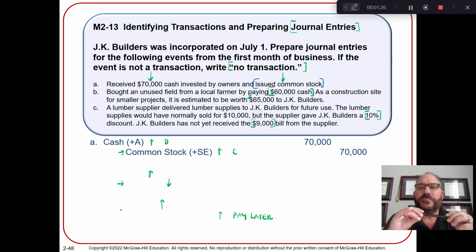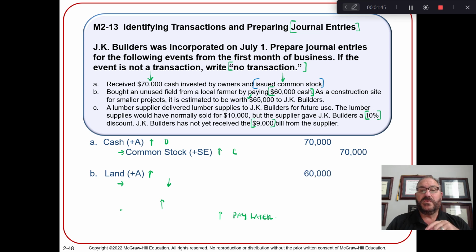Now, let's see, B, it says they bought an unused field from a local farmer, paying $60,000 in cash. As a construction site, it is estimated to be worth $65,000 to JK Builders. So now they bought land and they paid $60,000 in cash. So they're exchanging one asset for another. They got land, $60,000, and they gave up their cash, $60,000. So all we did was exchange assets here.